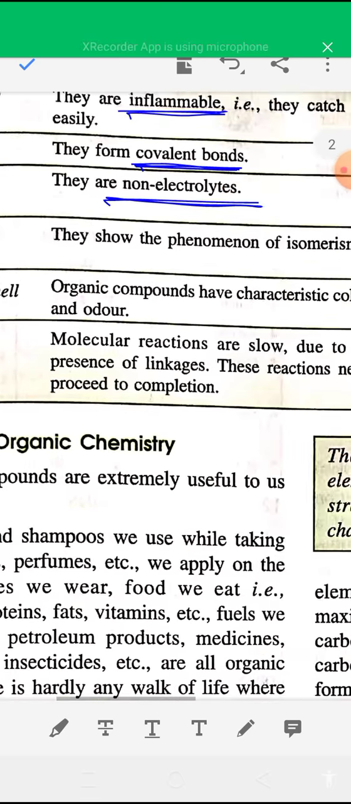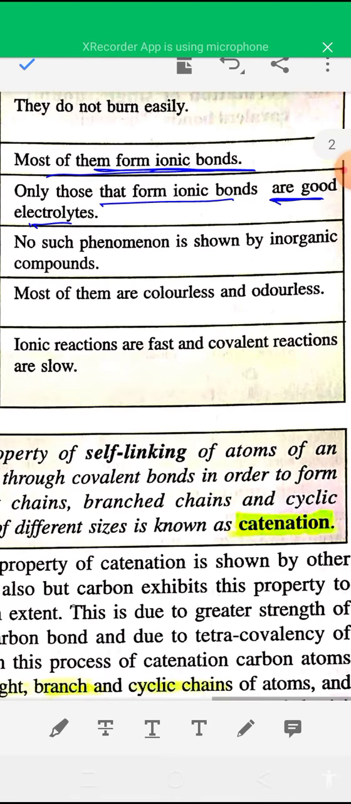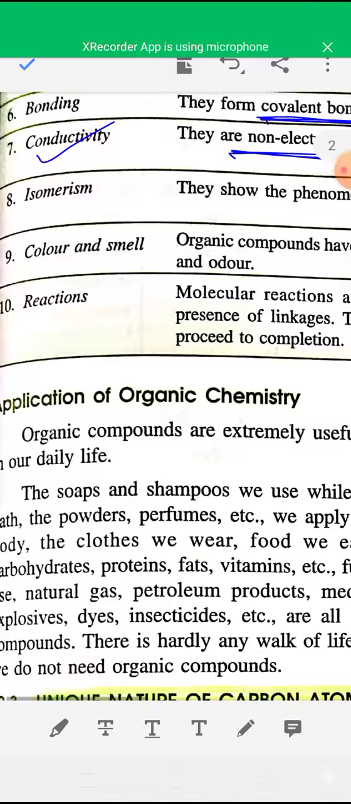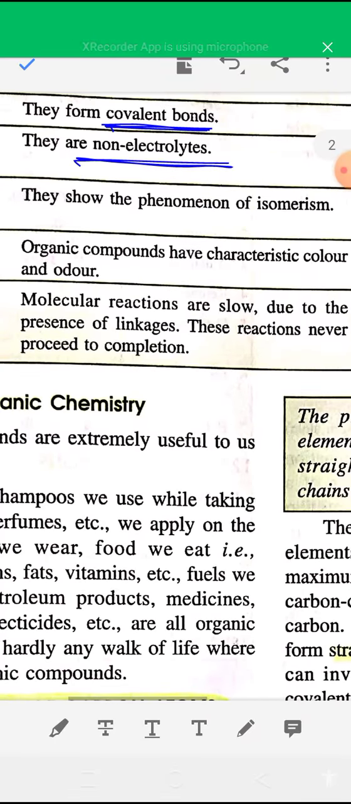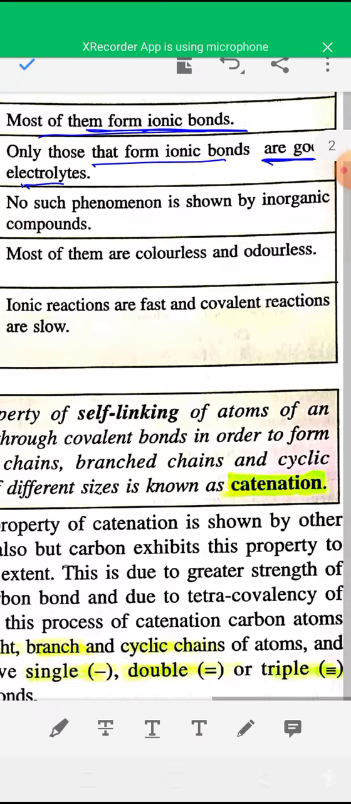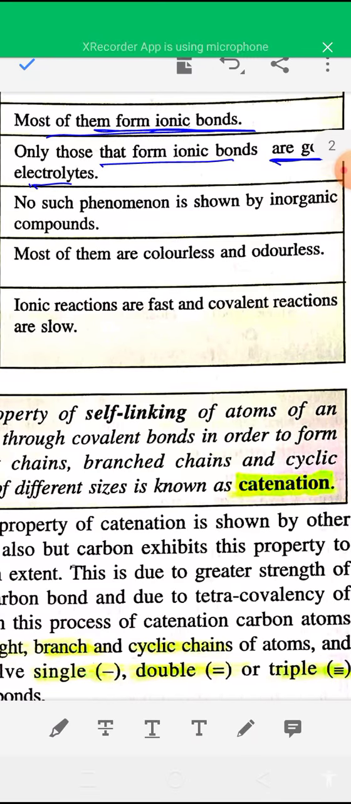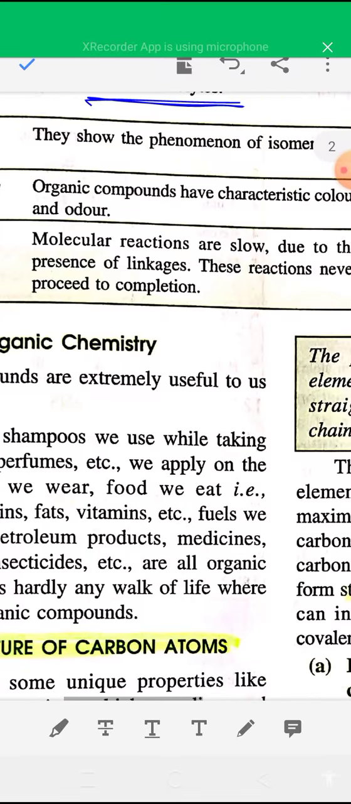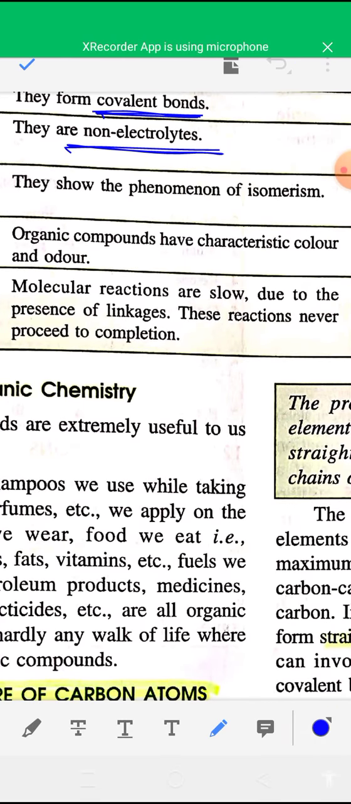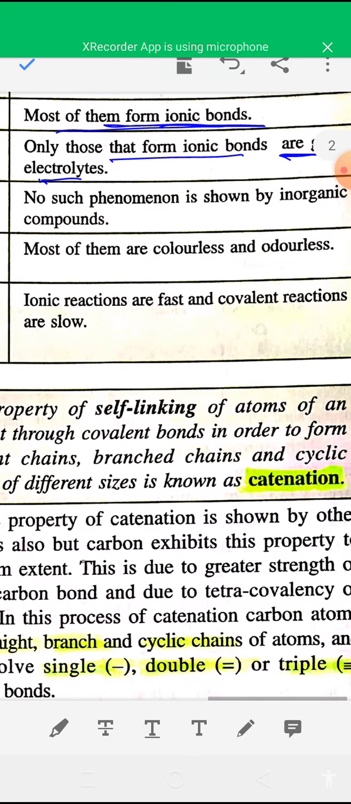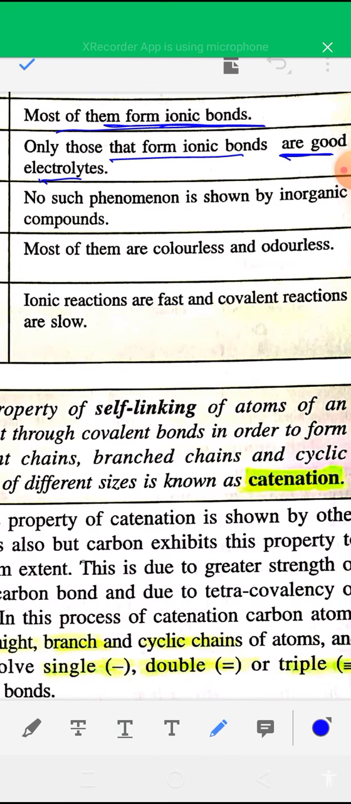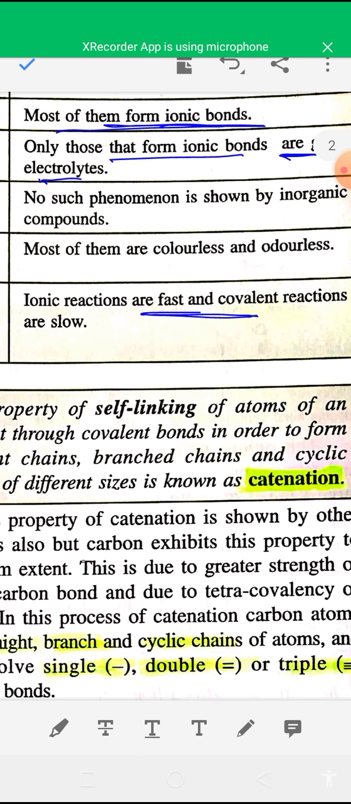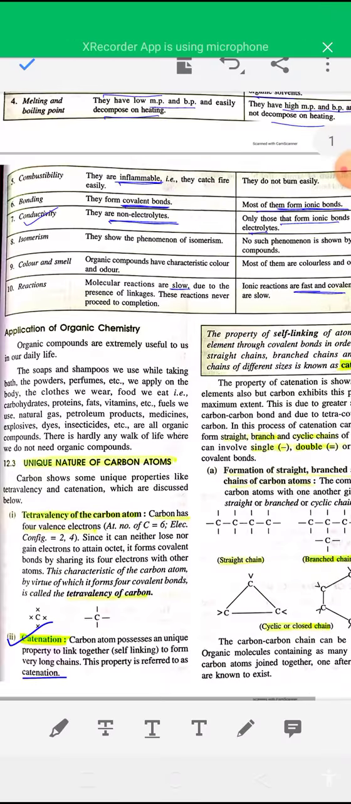Organic compounds show isomerism, but inorganic compounds do not. And color: organic compounds have characteristic color, while most inorganic compounds are colorless and odorless. Rate of reaction: reactions of organic compounds are slow due to the presence of covalent linkage, while in inorganic compounds ionic bonds are present, so their reactions are faster. So these are some differences between organic and inorganic compounds.